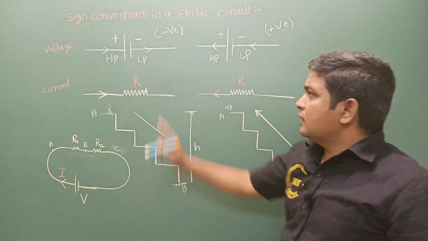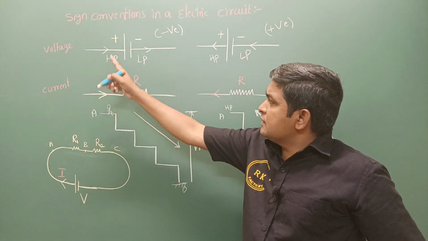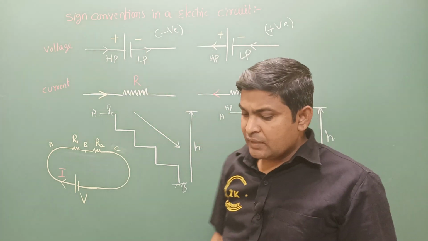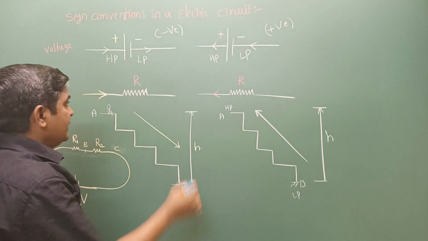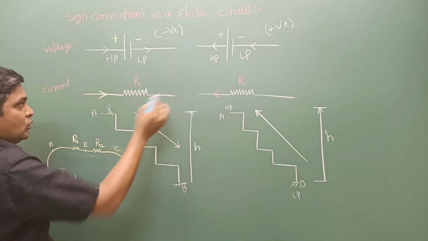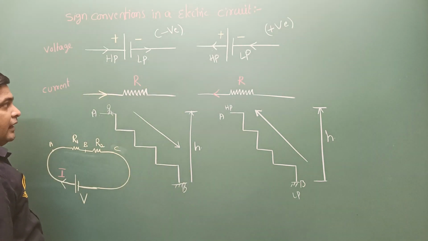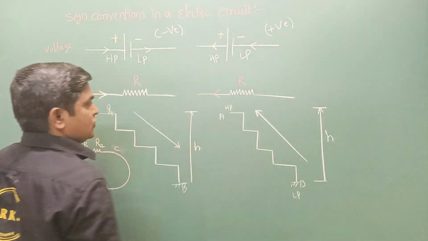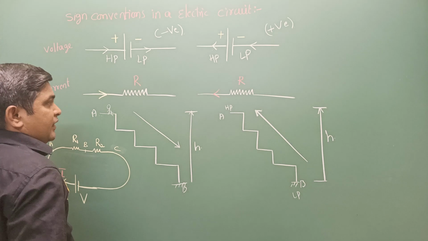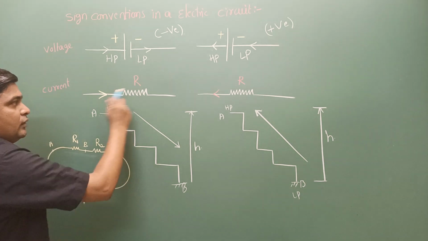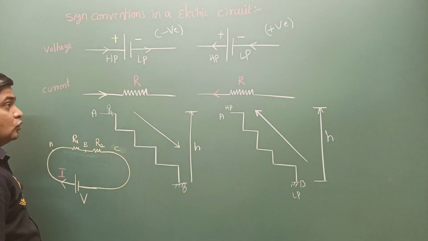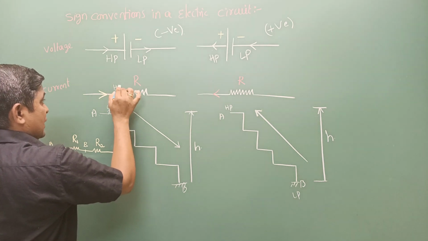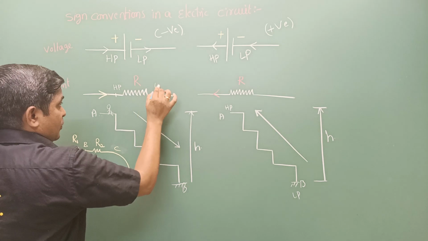So I think you are clear on the sign conventions of voltage in a circuit. Let's come to the resistor. When current is flowing through the resistor, it is moving here to here, and it is moving here to here. You are observing it. But if it is moving here to here, what do you think? It is the higher potential point, and this is the lower potential point.